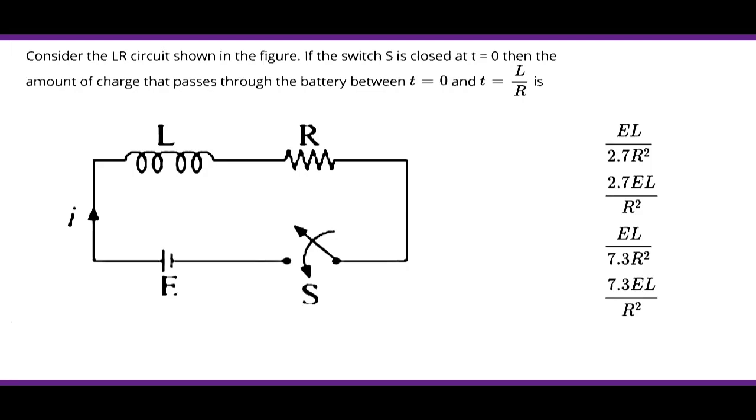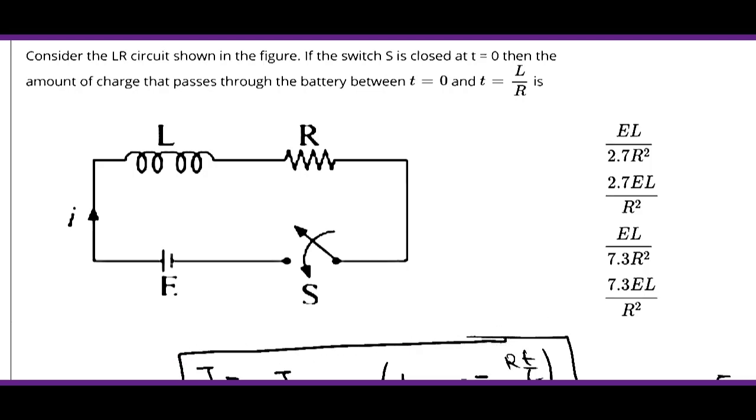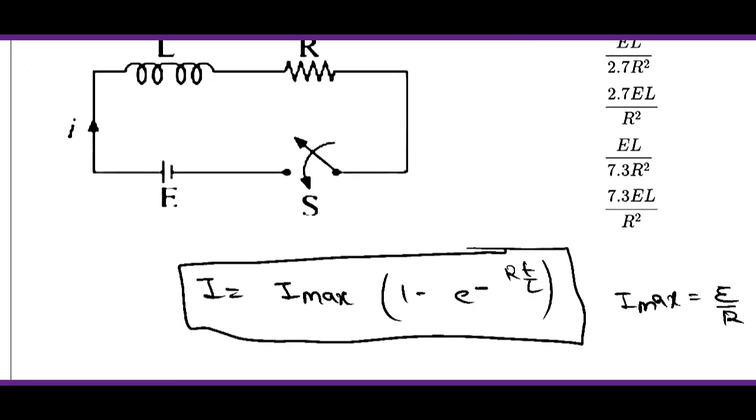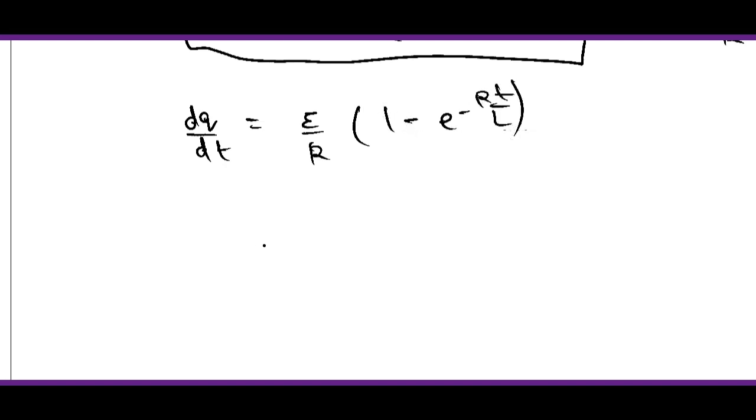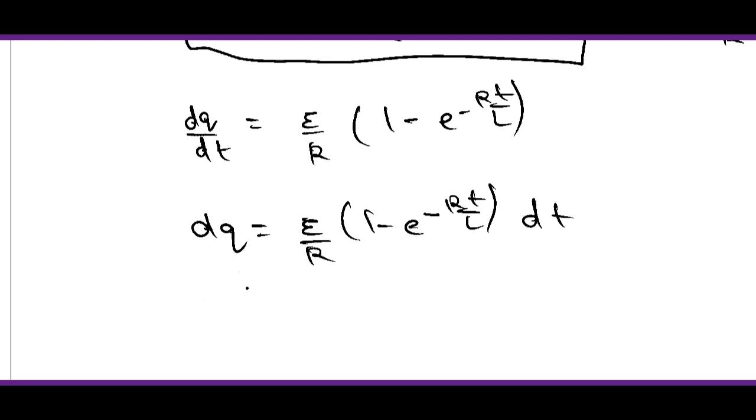Firstly, we have a formula for current: I equals I max into 1 minus e to the power minus Rt by L, where I max equals E by R, the EMF of the battery upon the resistor. Using this formula, we can write I as dq upon dt equals E by R times 1 minus e to the power minus Rt by L. So dq equals E by R times 1 minus e to the power minus Rt by L dt. So we integrate on both sides.